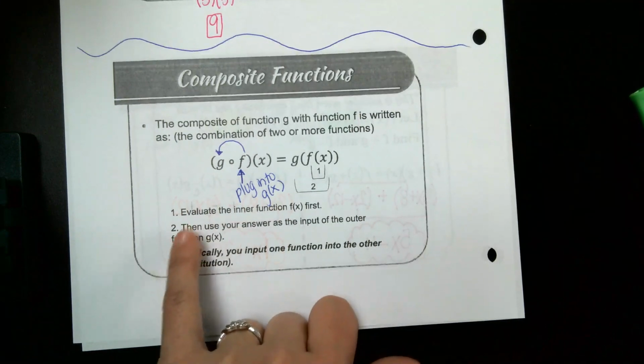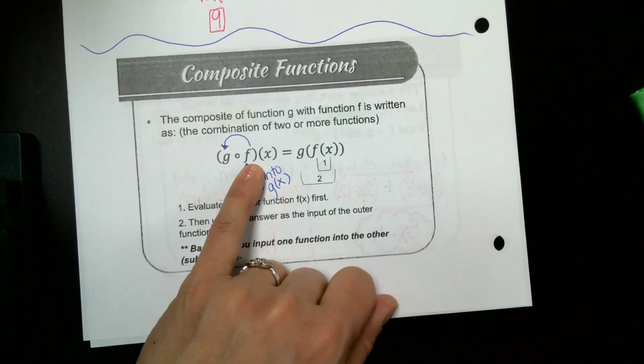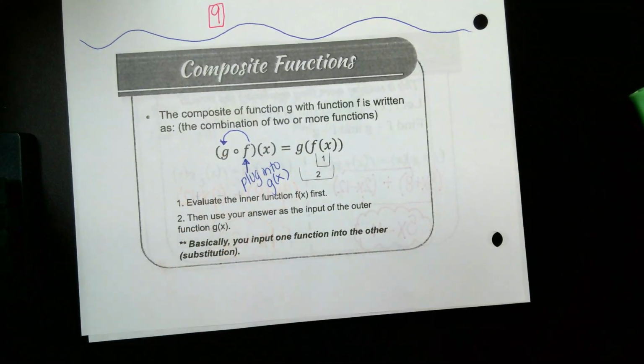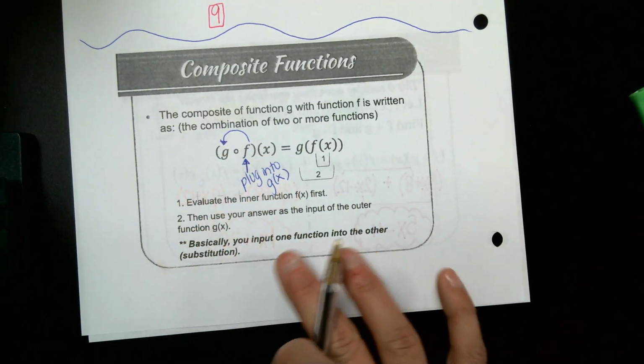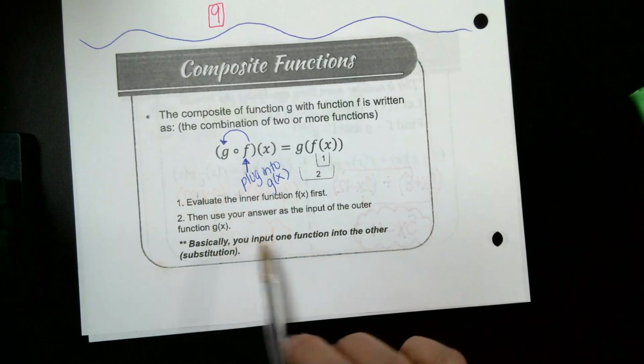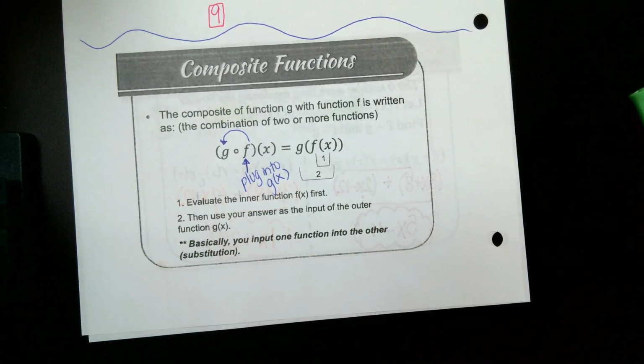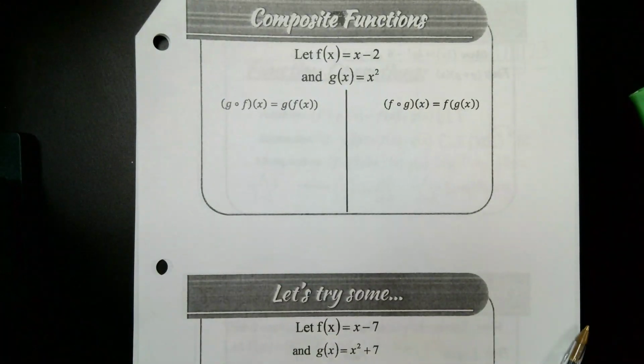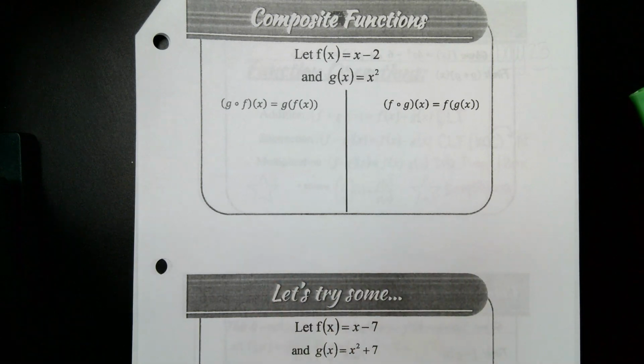Even down here it says evaluate the inner function first, so that was f of x, and then use that answer as the input of G of x. So we're just basically taking one function and plugging it into the other. Okay, so turn the page. These are the ones that you definitely need the most practice with because these are a little bit more difficult.